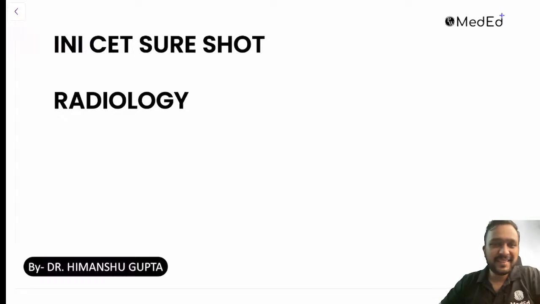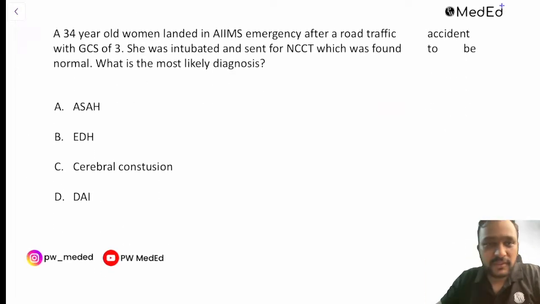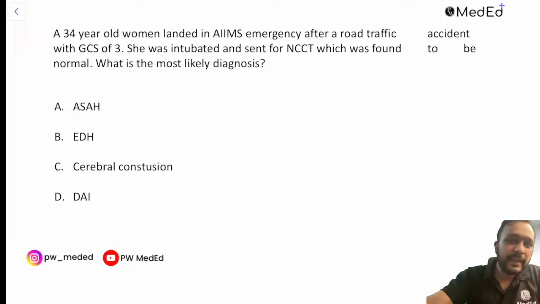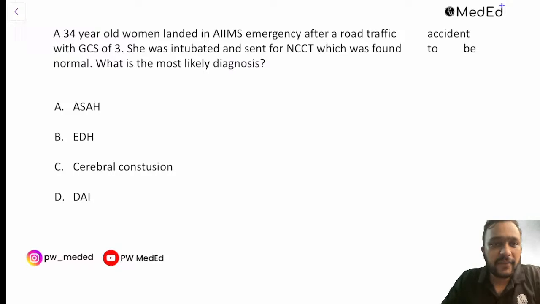So today in this lecture we are going to discuss a few important questions from the section of INI-CET. So let us begin, guys, with the first question. A 34-year-old woman landed in AIIMS emergency after a road traffic accident with GCS of 3. She was intubated and sent for NCCT head, which was found to be normal. What is the likely diagnosis of the patient?